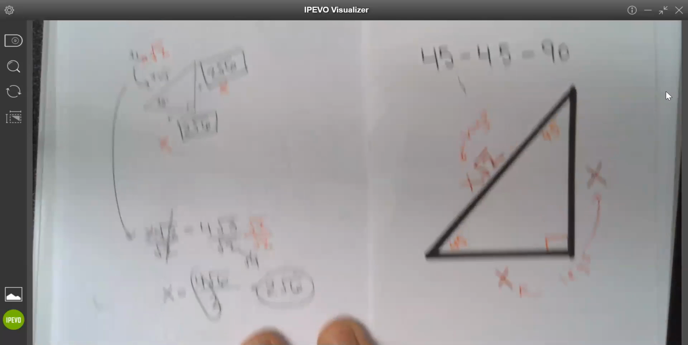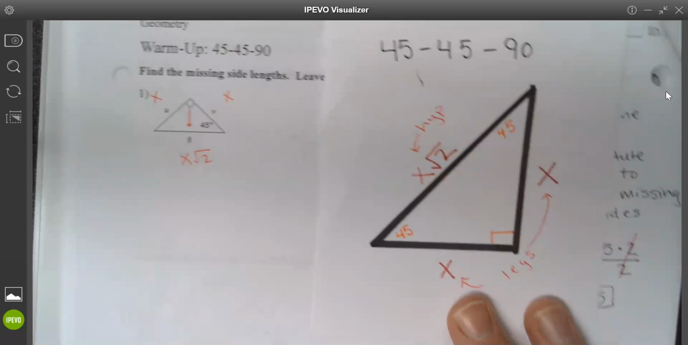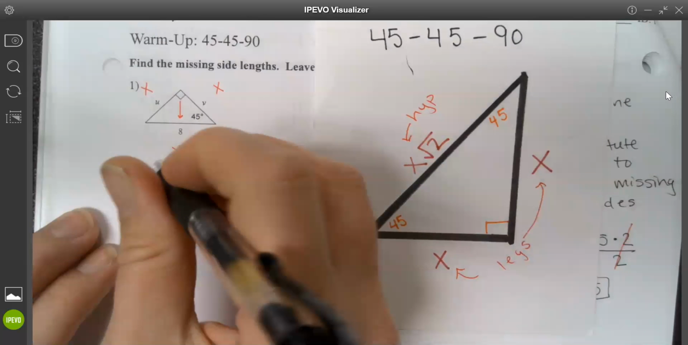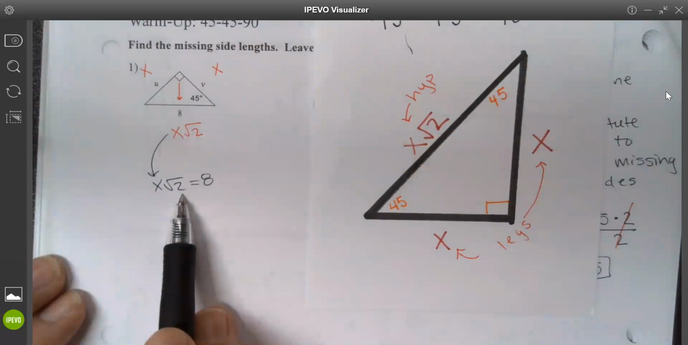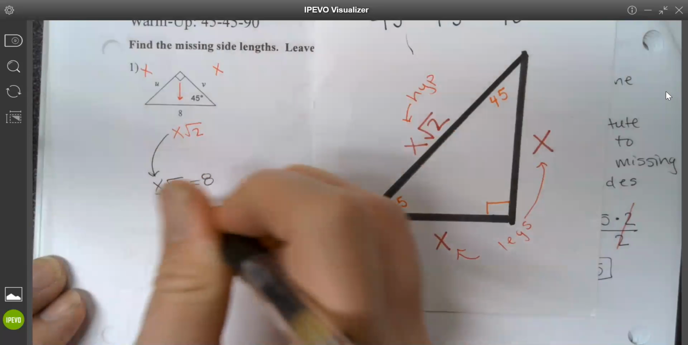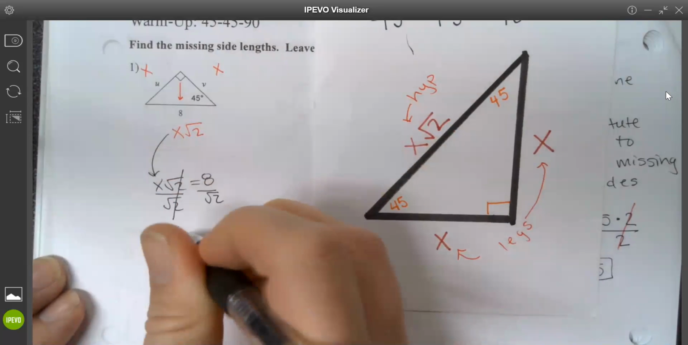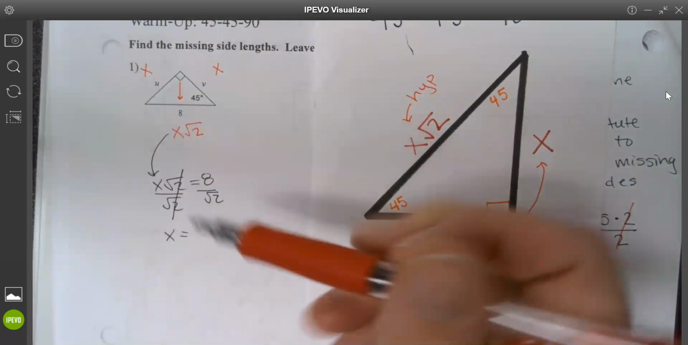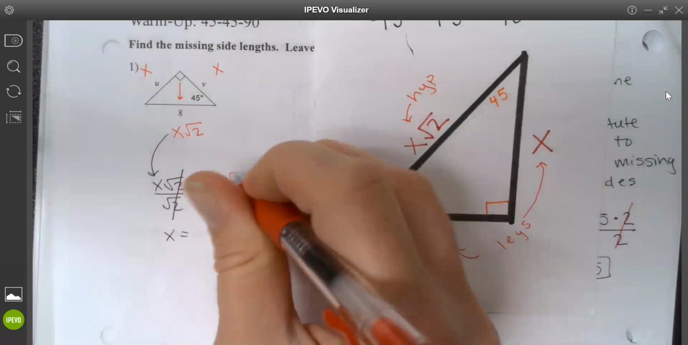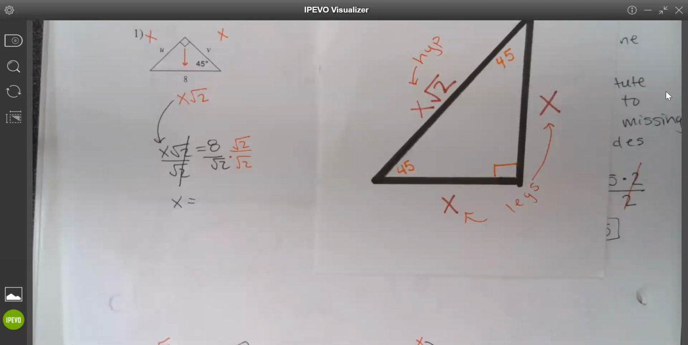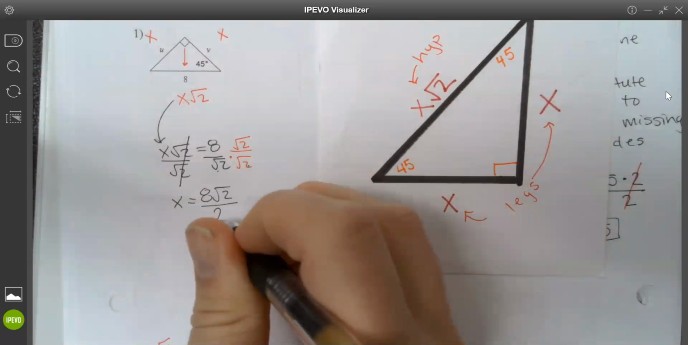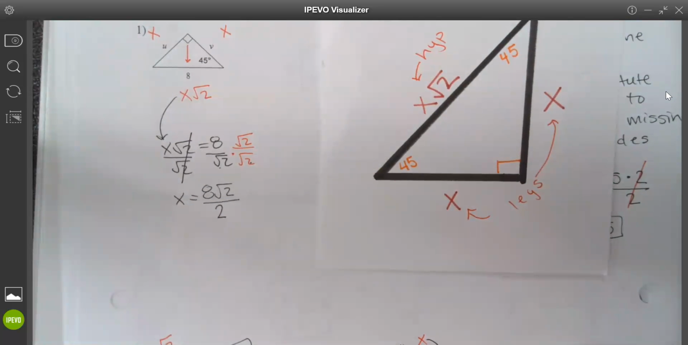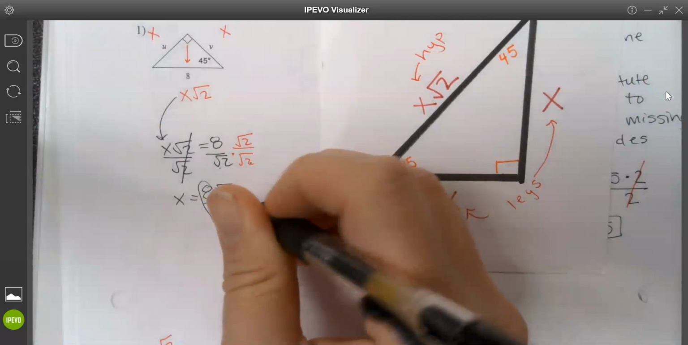So same thing happens on 1. I've already drawn in here, my hypotenuse is here. I'm given the x rad 2 side, it equals 8. I need to find what x is. So I need to divide by rad 2, just like last time. But when I do that, just like last time, I have a radical in the denominator. So I need to multiply by rad 2 over rad 2, which will give me 8 rad 2 over rad 2 times rad 2, regular 2. And then again, I can reduce here. 8 halves is 4.